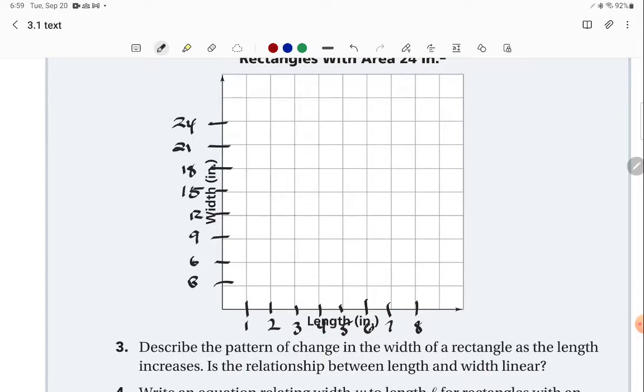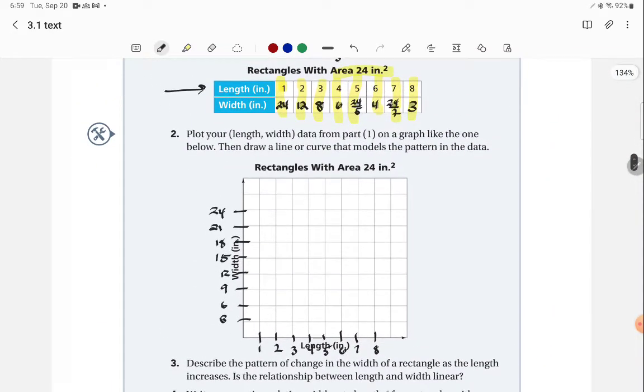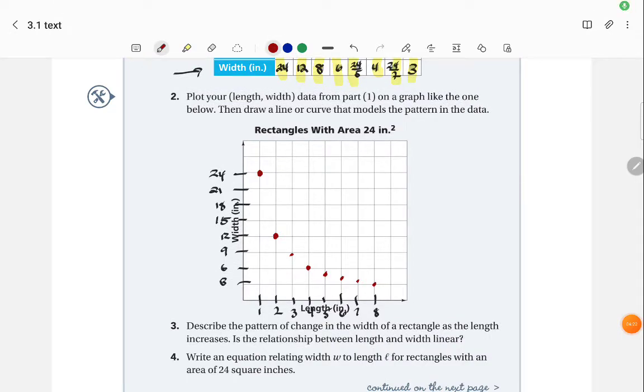Go ahead and plot the data in the table above onto your graph. Pause the video, do that, and then come back. Okay, your plots should look something like this. Go ahead and check them against mine.